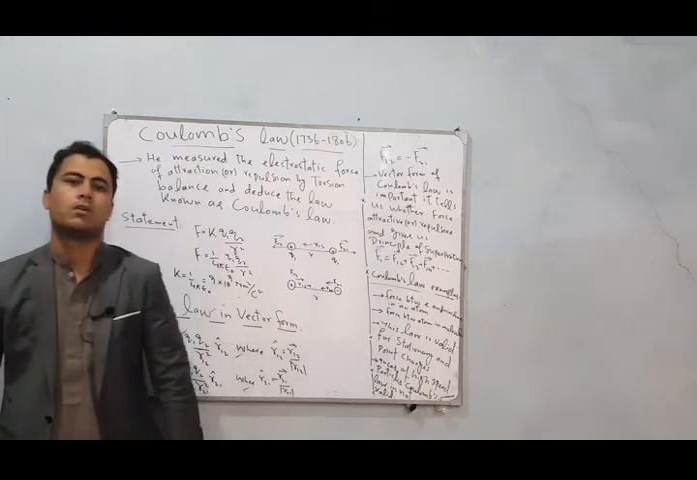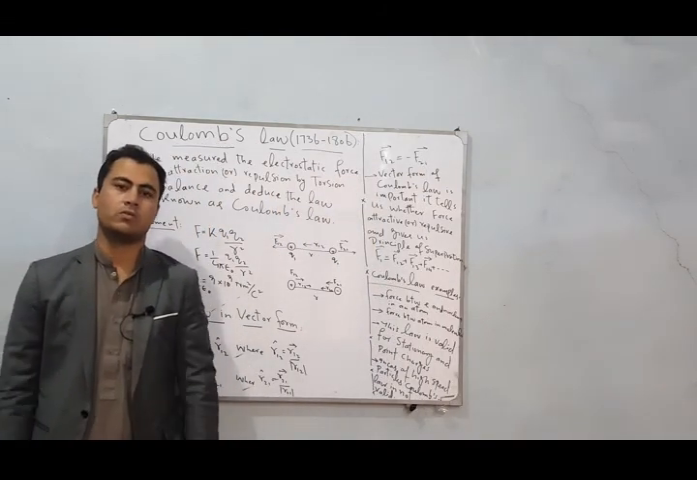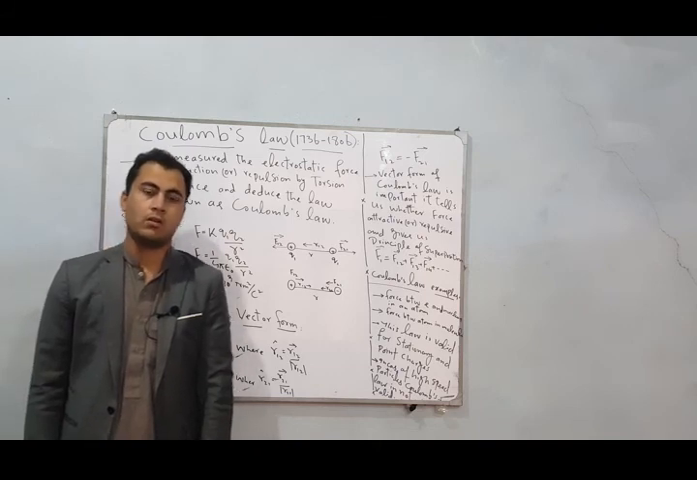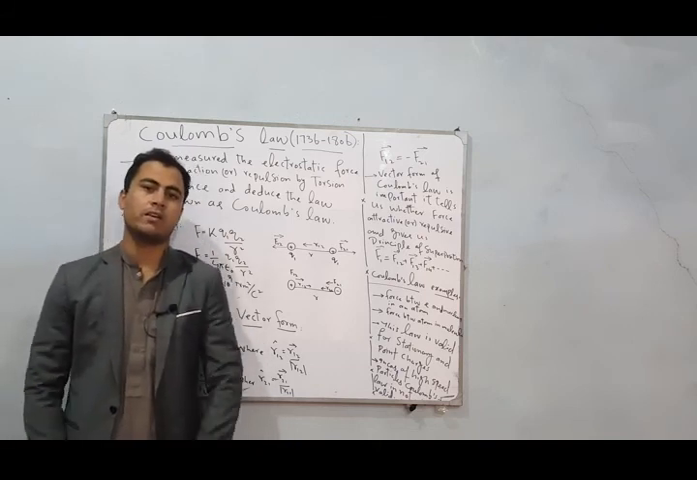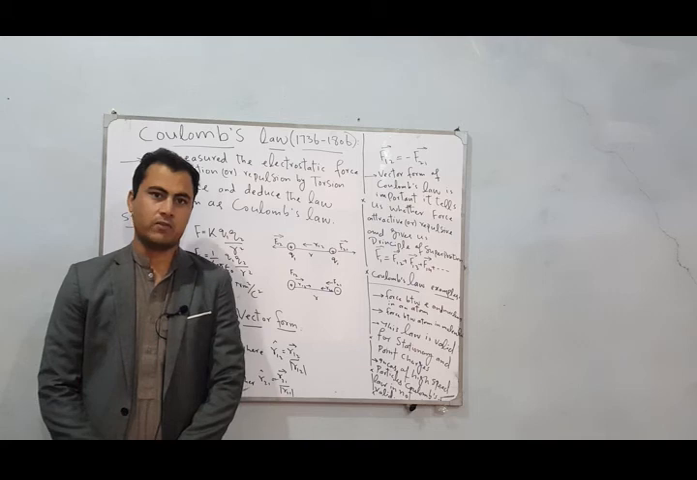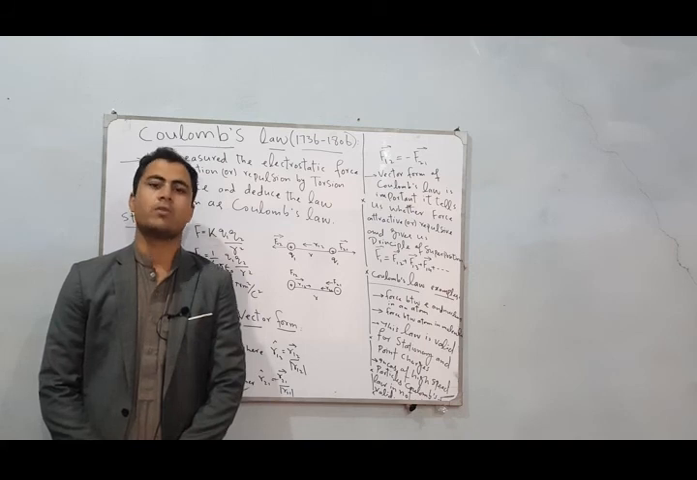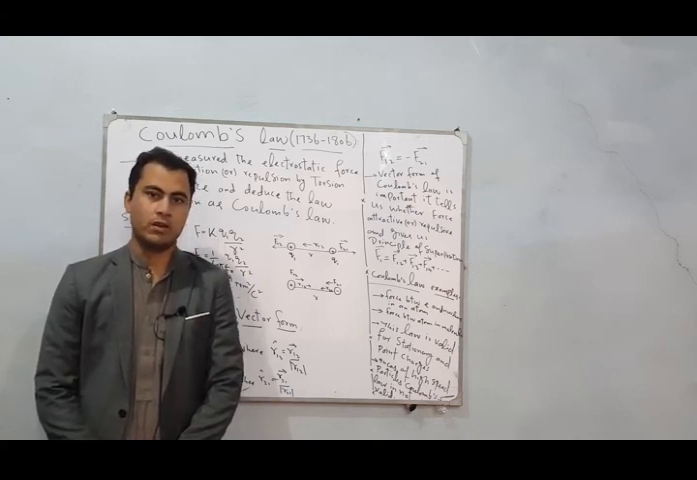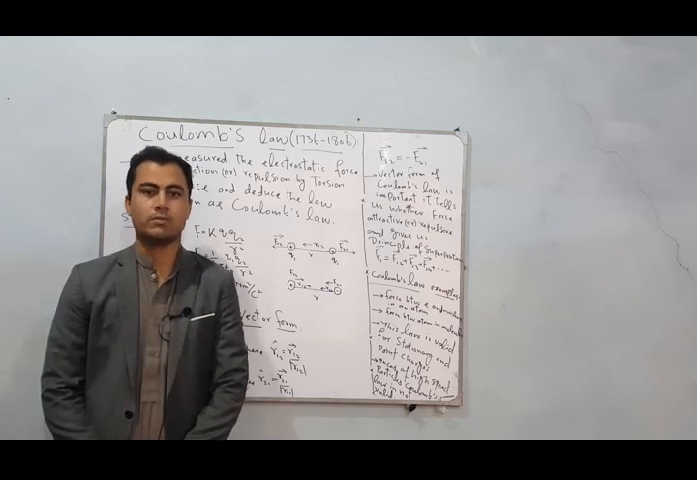Hello everyone. Today I am going to discuss what is Coulomb's law and what is its vector form. Coulomb was a brilliant French scientist who measured the electrostatic forces of attraction or repulsion between two point charges by using a particular device known as a torsion balance, and deduced a law which is known as Coulomb's law.